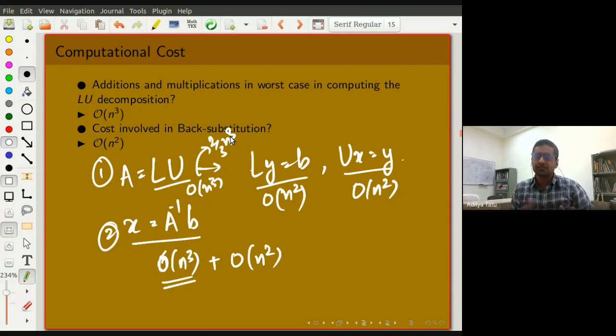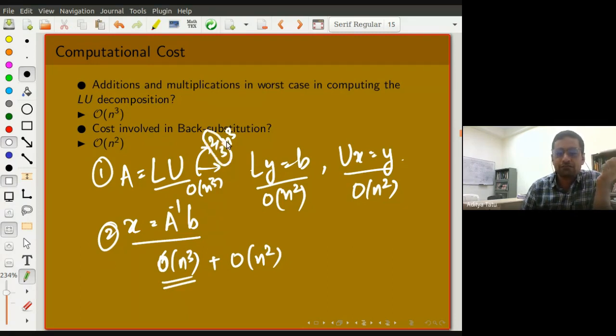Okay, so if I just say big O of n cube, then both of them are going to cost the same, right? Here also you have big O of n cube and big O of n square. So the devil lies in the detail. Big O of n cube, I can in principle distinguish between algorithms in this class. So what I'm trying to say is this constant matters. Here it is 2 by 3 n cube, and as I said, in computing A inverse, I don't remember precisely, it's either n cube or 2 n cube, one of the two. So it is sort of twice or thrice more computationally expensive to compute A inverse. And therefore, of course, I will prefer the LU decomposition.